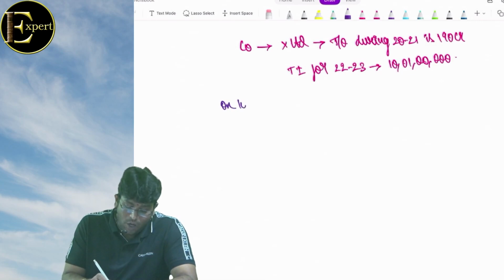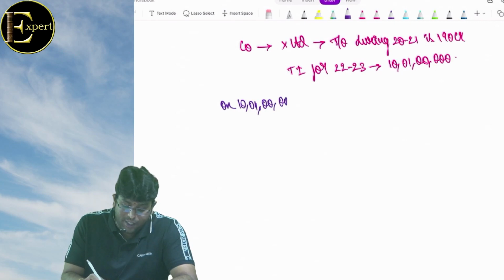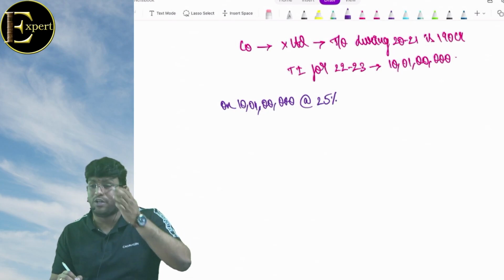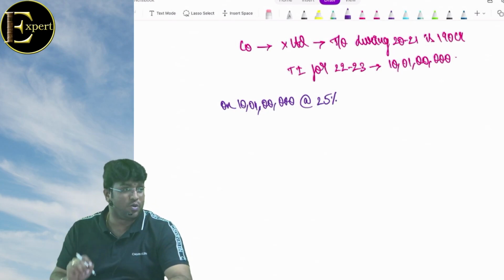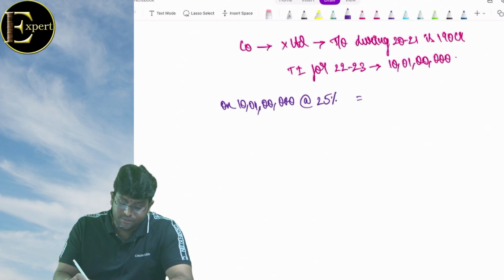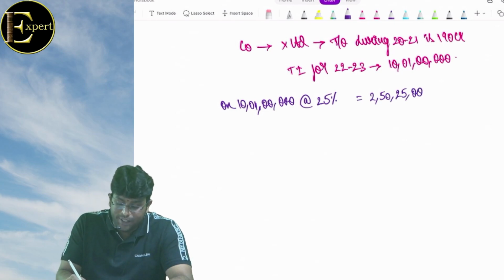First, on 10 crore 1 lakh, at the rate of what? Very good, without second thought, 25%. Why? Because turnover during 2021 does not exceed 400 crores. Remember? Very good. How much is it? 2 crores 50 lakh 25,000.